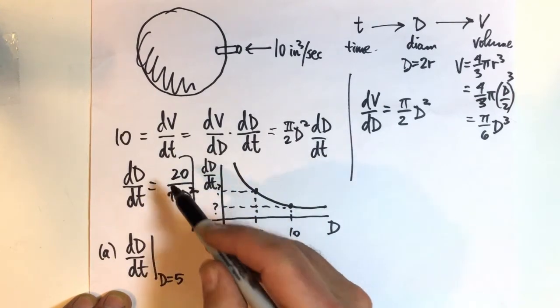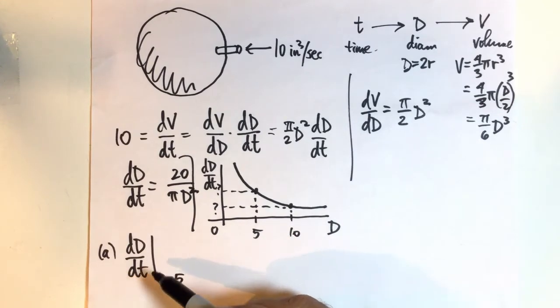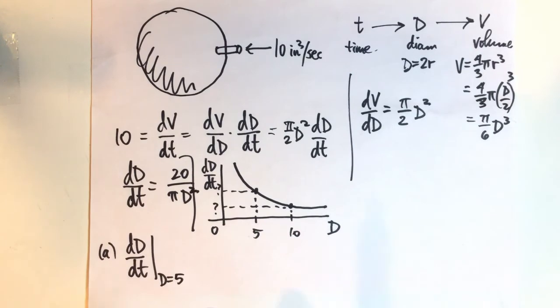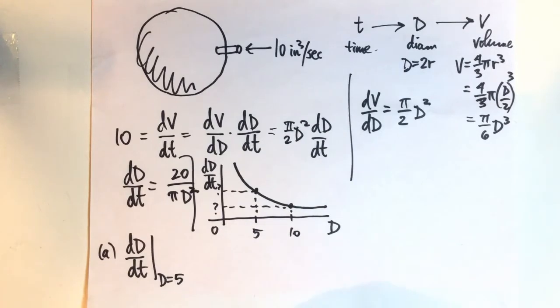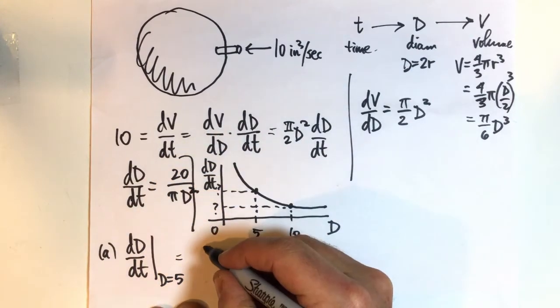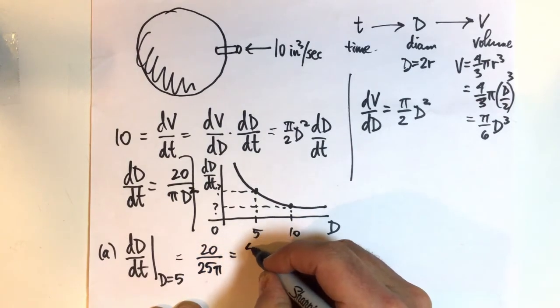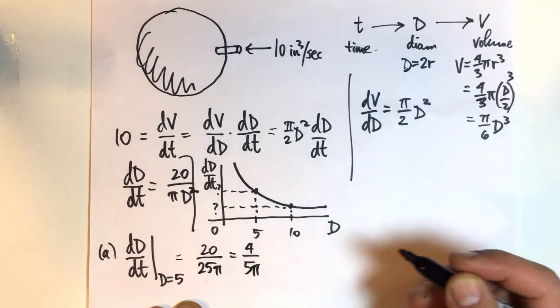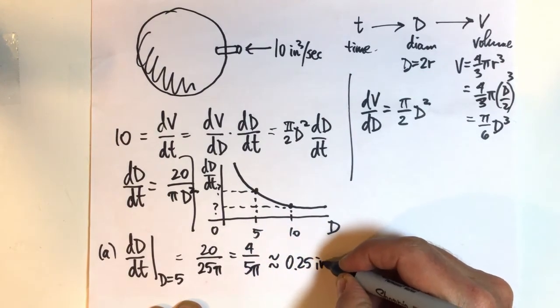This is a general formula that works for the entire expansion of the balloon. This is asking what happens at one point in time. And since we're not given time explicitly, we're just given the diameter, that's what you substitute in. It doesn't matter what time is here to answer the problem. You don't need time. You can just substitute in d equals 5. So I just substituted into this formula. That is about 0.25 inches per second.